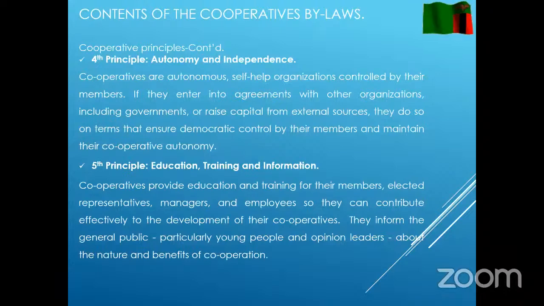There are people who can just help you by merely giving you technical advice. Sometimes they'll tell you, I can advise you that this thing you can do like this and that, but I will not be a member. Free technical advice. So education, training, and information is very important, to a point where if people are not trained, you don't expect them to move in that direction. They need to be enlightened for them to have effective contribution. Next.